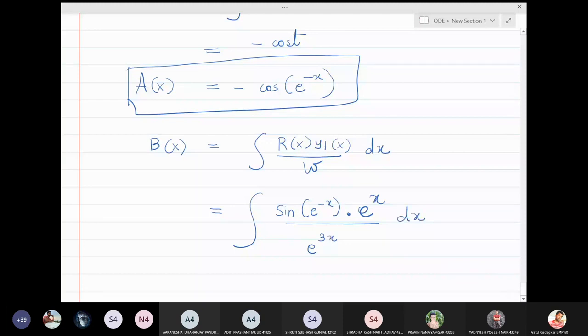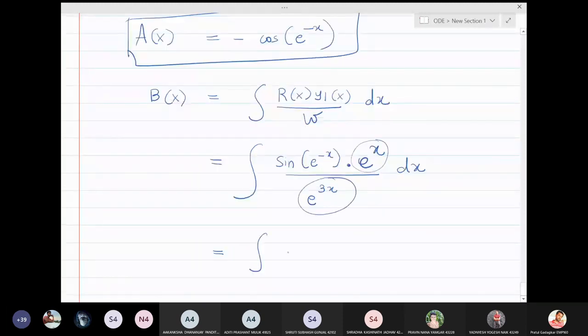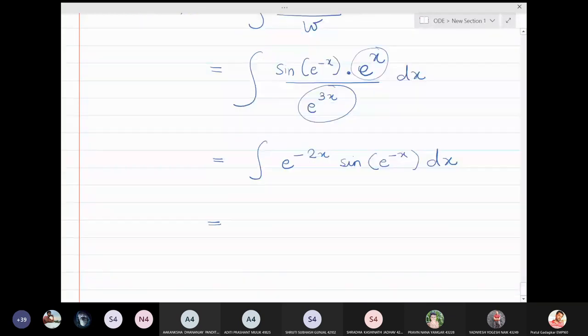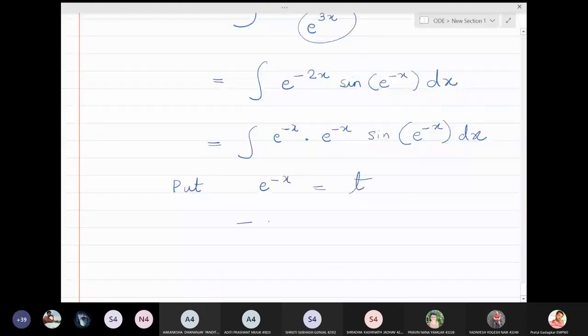It is integration. This and this will become e raised to minus 2x sine e raised to minus x dx. But you can see that it is e raised to minus x into e raised to minus x into sine e raised to minus x dx. So I have e raised to minus x coming many times, so I will put e raised to minus x is t again, so minus e raised to minus x dx will become dt.